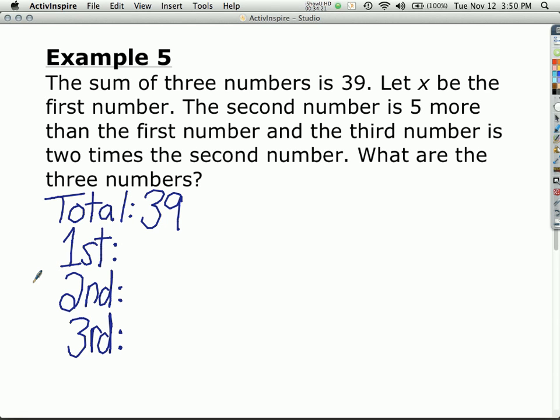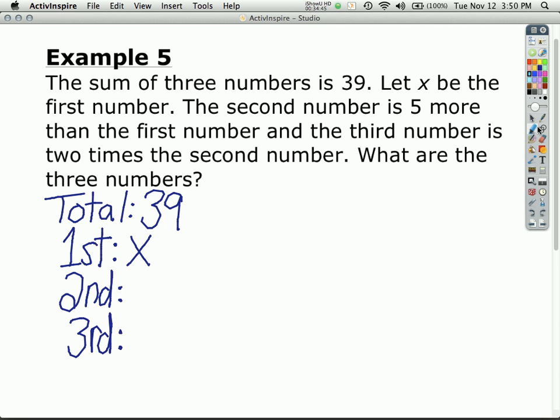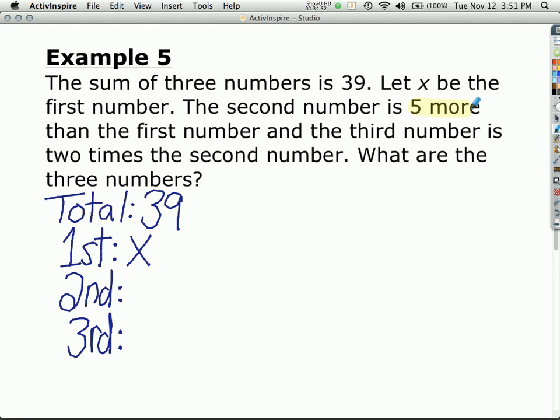The second sentence says, let x be the first number. So we use a key to define things. The total is defined as 39. The first number is defined as x. That's told to us right there in the second sentence. Let x be the first number. But then it gets harder from there. The second number is 5 more than the first.